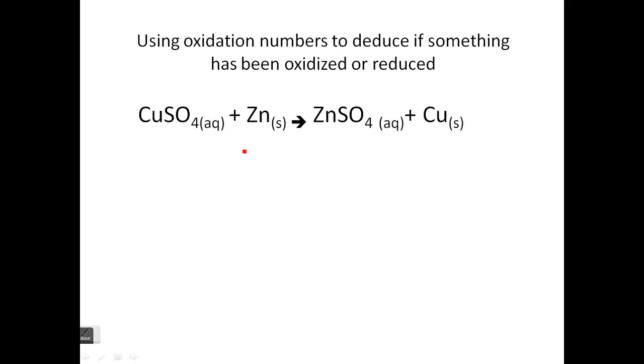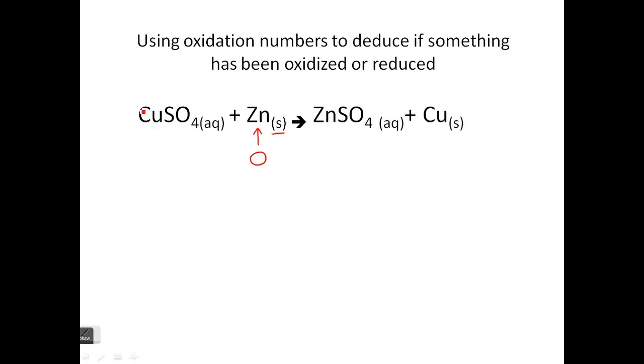Okay, so let's start by deducing the oxidation numbers. Let's start with the zinc. Now, zinc is a solid, which means it's an element. So elements have an oxidation number of 0. Now we have the copper sulfate. We are interested in the copper because the sulfate ion is what we call a spectator ion. It doesn't get involved in the reaction at all. So we're interested in the copper.